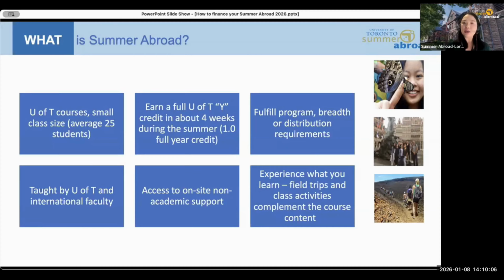So it's an awesome opportunity to learn more about a topic. Maybe you're just curious. Maybe it's an introductory course. Maybe it's a higher level language proficiency that you've always wanted to develop. This is your opportunity to go abroad, get it completed in a short, condensed period of time during the summer, and receive a full credit for it towards your UofT degree.